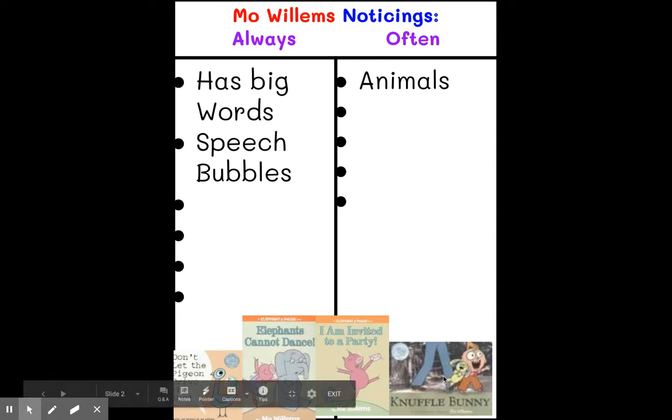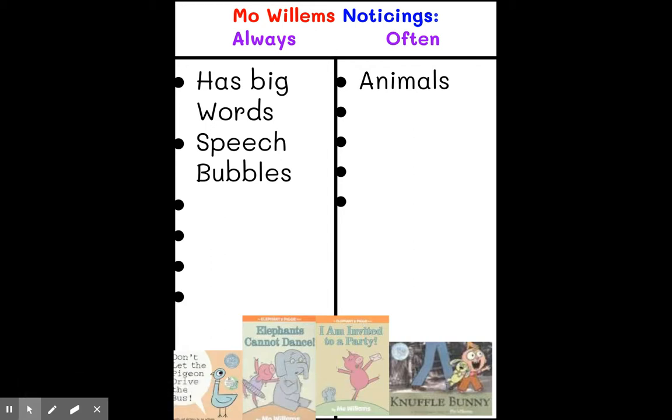What kinds of things does Mo Willems write about? What happens to the main characters in these stories? Who are the main characters in these stories? Yeah, you've probably noticed that Mo Willems writes about some of the same things. What kinds of things does he always write about?